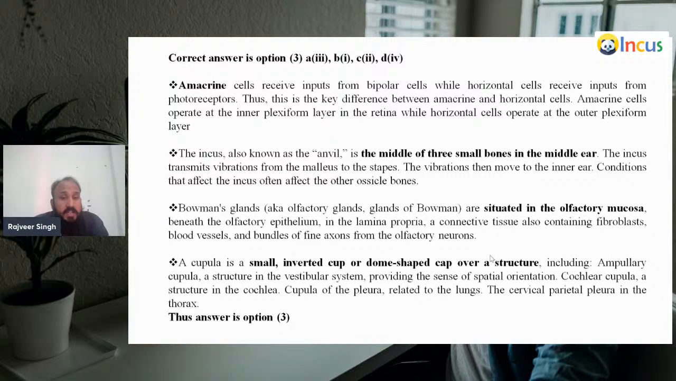A cupula is a small inverted cup and dome-shaped cap over a structure, including the ampulla. The cupula structure is in the vestibular system, which provides the sense of spatial orientation. There is also the cochlear cupula, a structure in the cochlea, and the cupula of the pleura related to the lungs, the cervical parietal pleura in the thorax. Answer will be third.